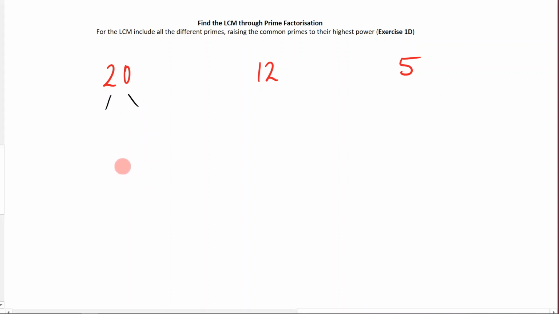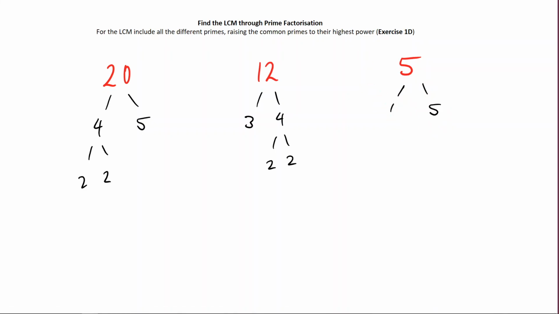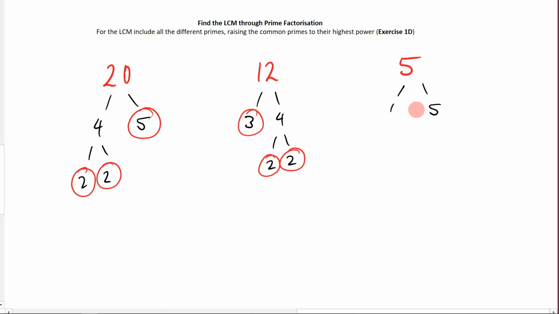Now we do our prime factorization. This will be 4 and 5 and 2 and 2. This will be 3 and 4 and 2 and 2. And this 5 is already a prime, but let me just write it as 1 and 5, just for completeness' sake. So as you can see, I've got my primes for each of these. And now what we have to do for the LCM, include all the different primes, raising the common primes to their highest power.